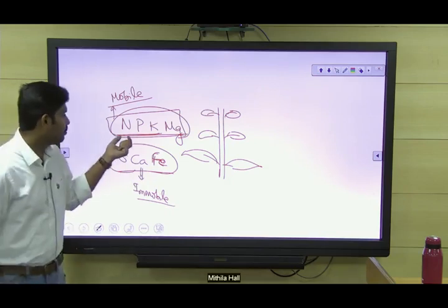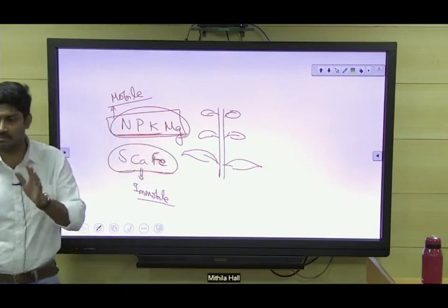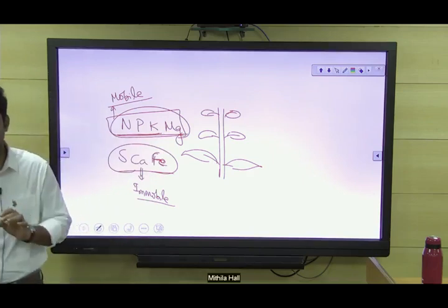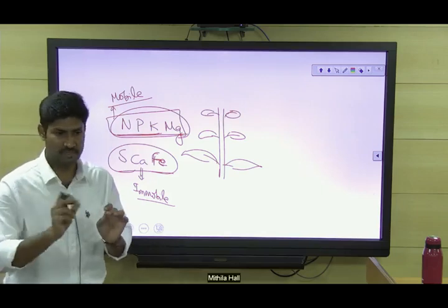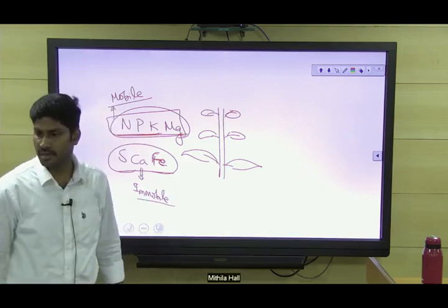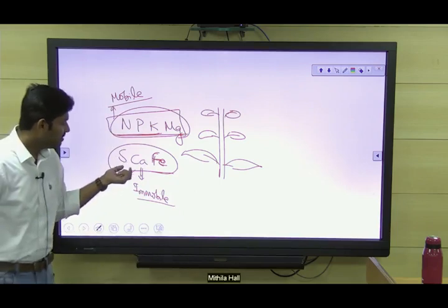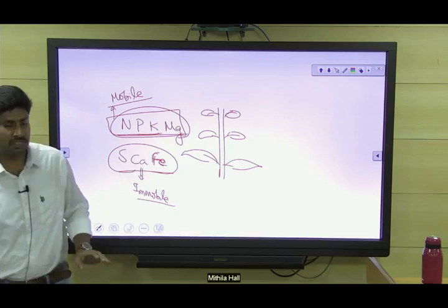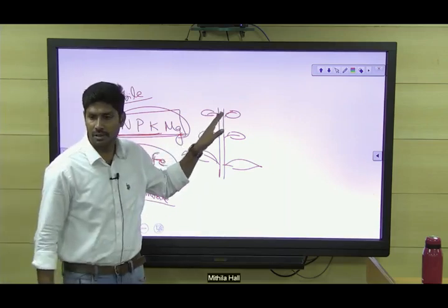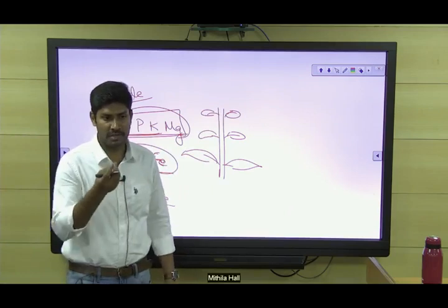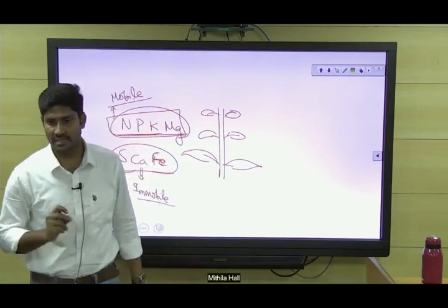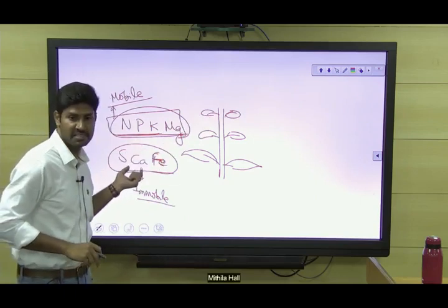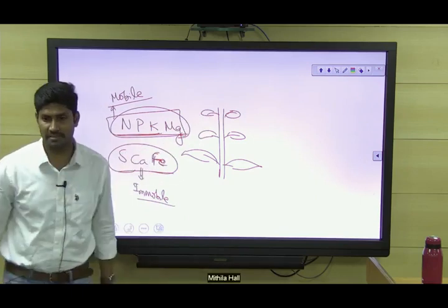So the deficiency of nitrogen, phosphorus, potassium, magnesium causes symptoms on the older leaves. Usually you can see the discoloration of the leaves, yellowing of leaves. You can see the symptoms on the older leaves, right? And the deficiency of sulfur, calcium and iron causes symptoms on the younger leaves: the browning of the tips, the browning of the young buds. You can see those symptoms on the younger part of the leaves. That is because of the deficiency of sulfur, calcium and ferrous.